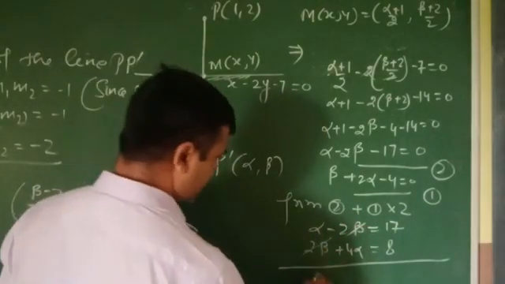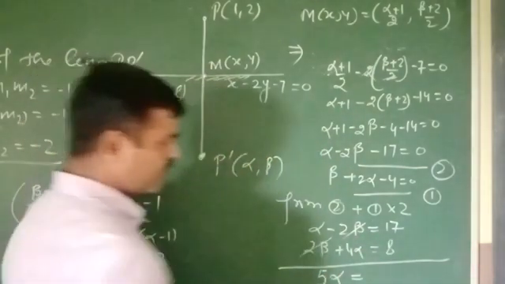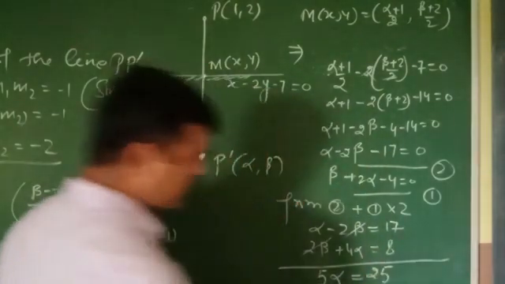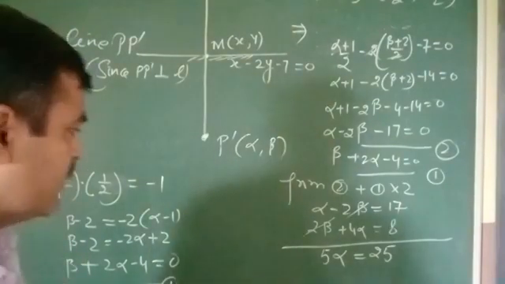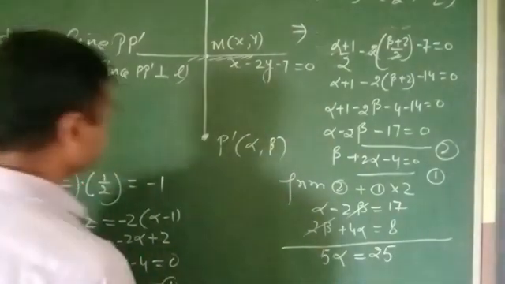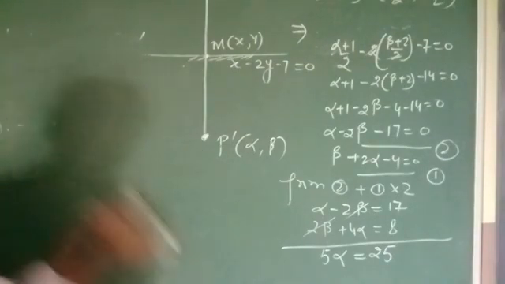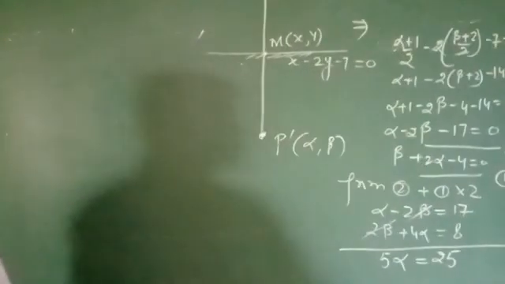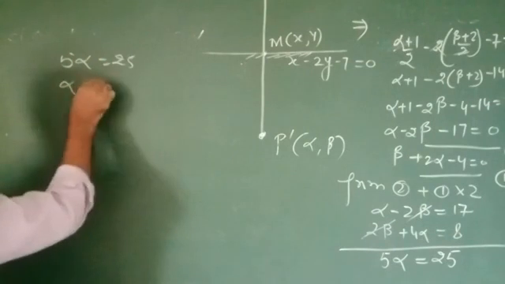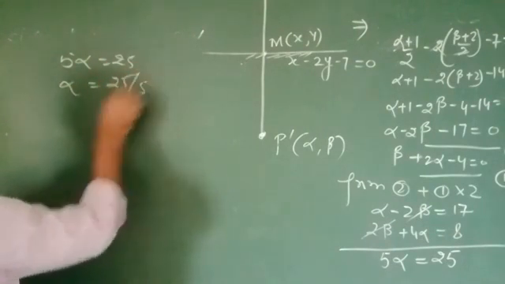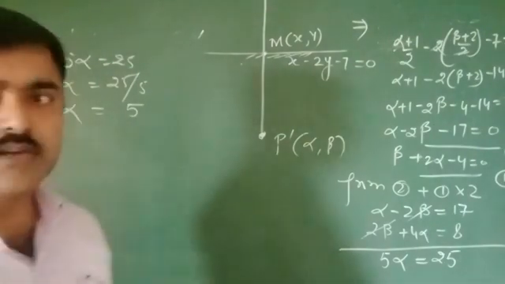4 alpha plus alpha gives 5 alpha, and 17 plus 8 gives 25. Here 5 alpha = 25, so alpha = 25 divided by 5 = 5. Okay, here we have got the value of alpha.